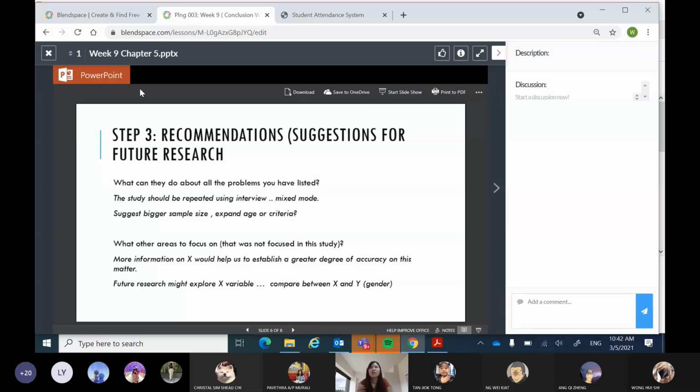Okay, so what are some of your suggestions for future research? If they want to conduct a research on your topic, what are some of the suggestions and recommendations you can propose to these future researchers? Okay, for example, talk about what can they do about the problems that you have listed earlier in your limitations. Okay, maybe you can recommend them to use mixed method, to have bigger sample size, to expand age. Okay, so what other areas that they should focus on? Okay, for example, it should focus more on gender, or it must focus on more universities so that it's more reliable, so on and so forth.